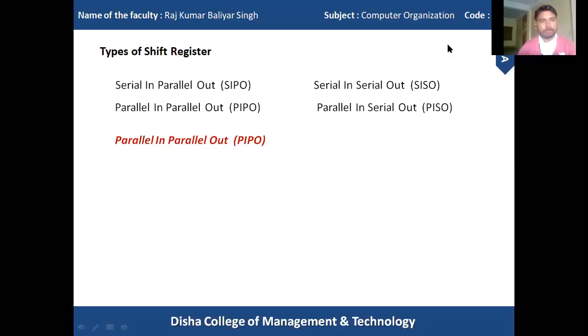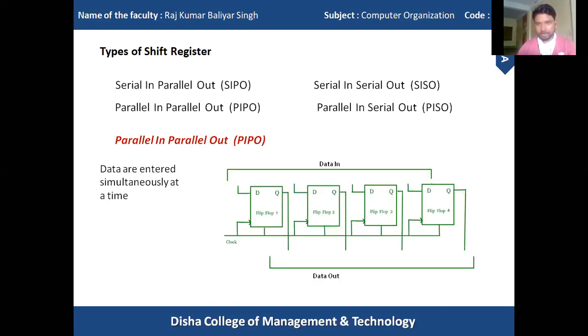We have another type of shift register called the parallel out shift register, and it is quite a bit faster than all other types of shift register. In this shift register, all data are entered simultaneously at a time. That means all data can be fed to all flip-flops at a time. Let's see the block diagram. As per this block diagram, we have 4 D flip-flops, and each D flip-flop has a single input terminal so that we can transfer the data into that flip-flop.